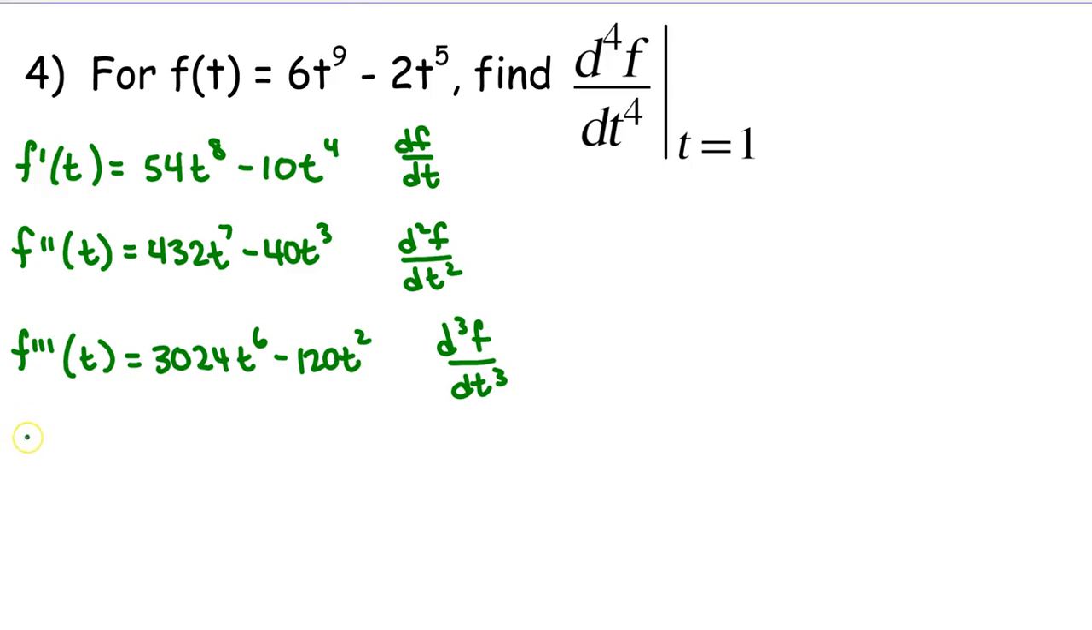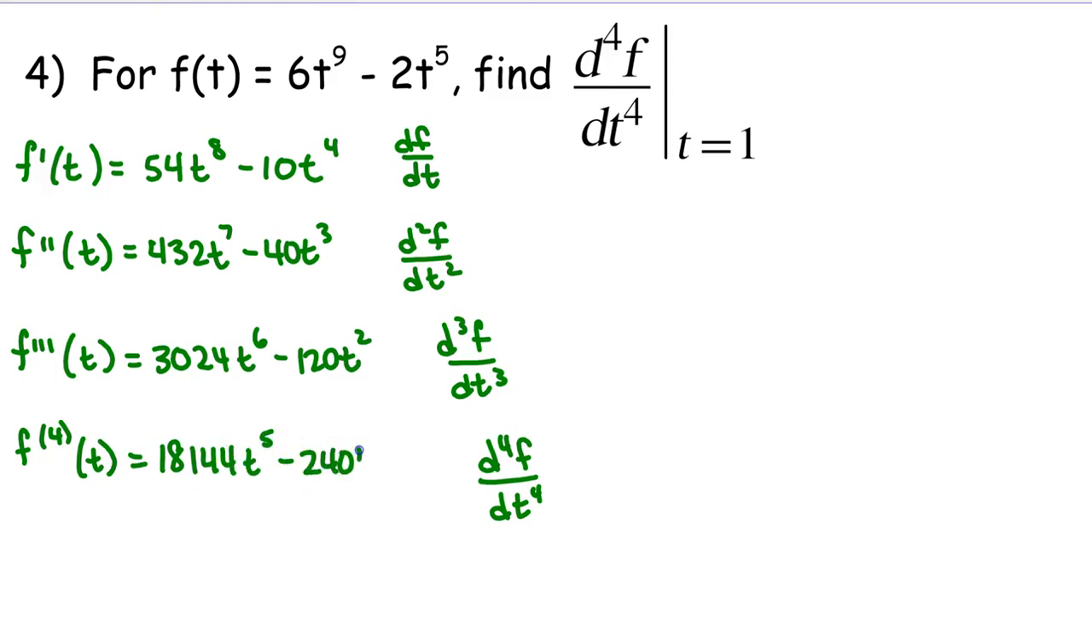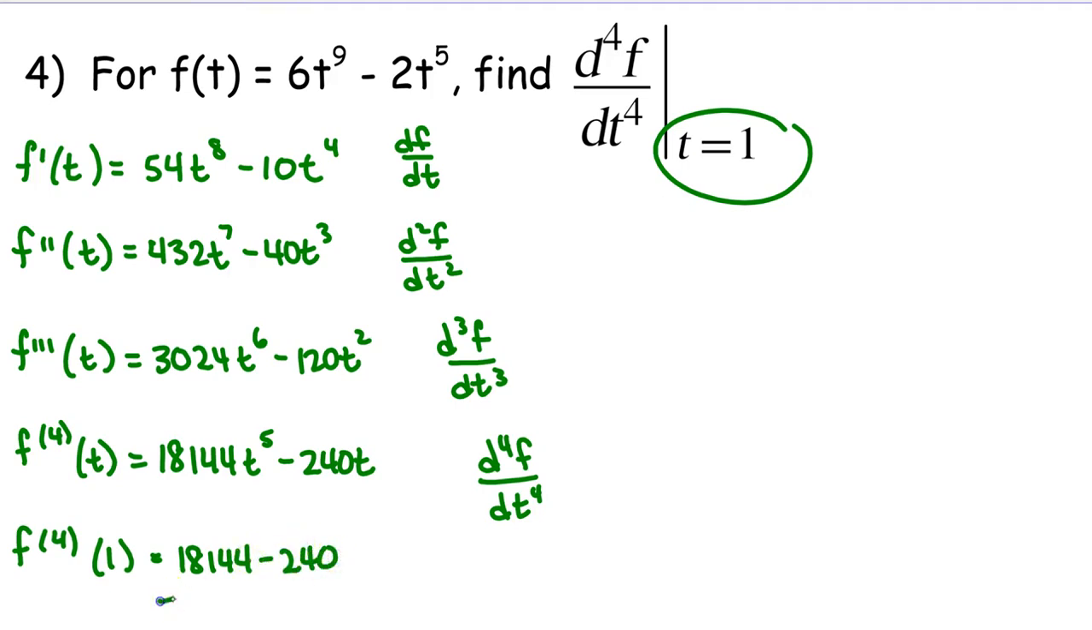And now we'll find the fourth derivative, which we could write as d to the 4th f dt to the 4th. So we'll multiply our 3024 by 6. We get 18,144 t to the 5th minus 240t. And finally, we're evaluating that at t equals 1. So we have 18,144 times 1 to the 5th minus 240 times 1. And that gives us 17,904.